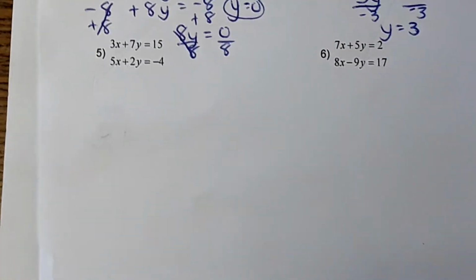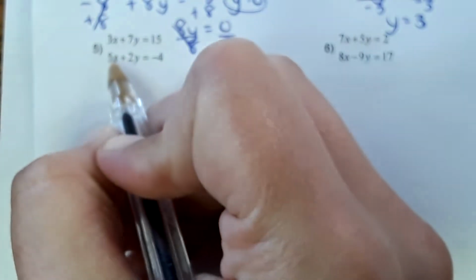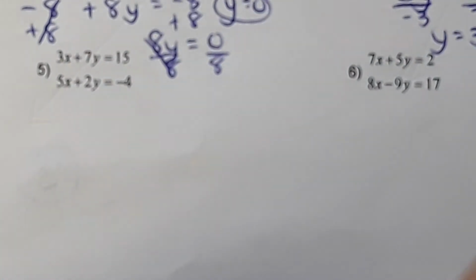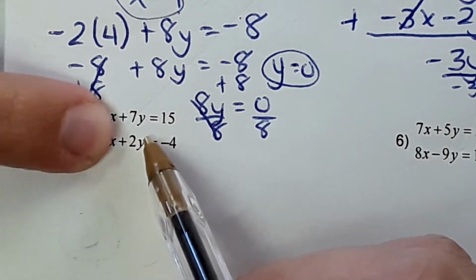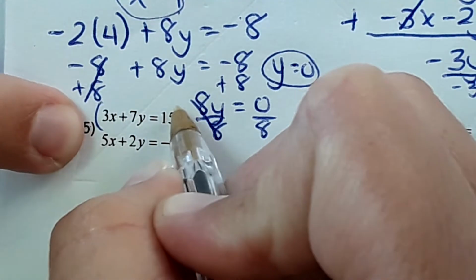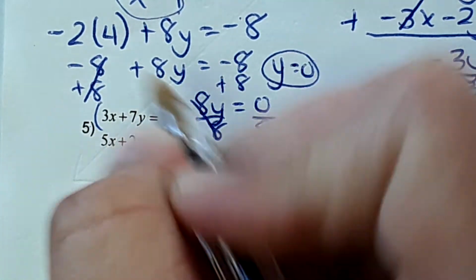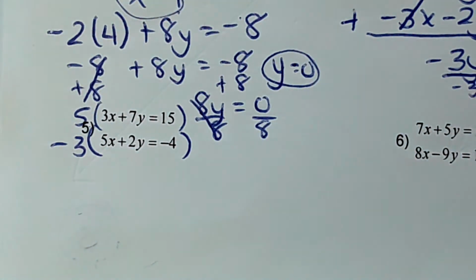Okay, number 5. Shreya asked if sometimes you have to multiply them both to get them to cancel, and yes. So in this example, we want either the x's or the y's to cancel. It doesn't matter which one you decide to cancel. Like, if you multiplied this by 2 and this by 7, you could get the y's to cancel. The way that Miss Adams did it in her answer key is she canceled out the x's. She multiplied this by 5 and this by negative 3 to get the x's to cancel. But either way you would do it, it's fine.